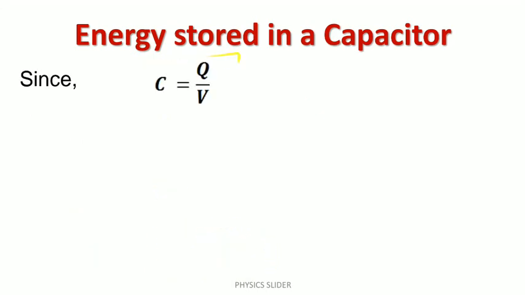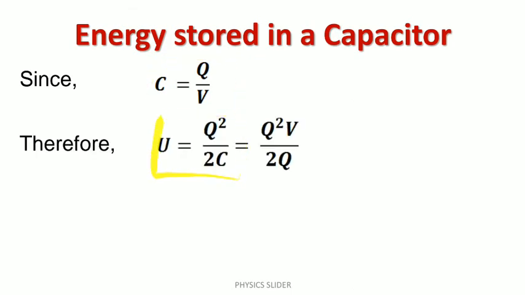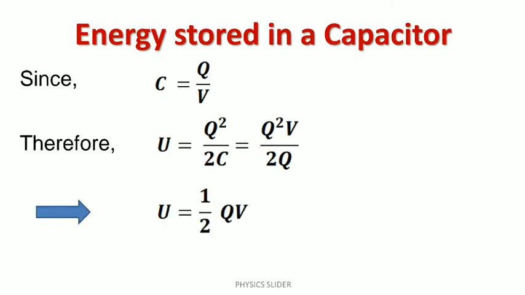Watch here. Since C is equal to Q upon V, take again U is equal to Q square upon 2C. In the place of C, put the value of C as Q upon V. When we put the value of C as Q upon V, it would be like this. Now this Q will be cancelled out by 1 power of the Q, and we will get U is equal to half QV. So this is the formula for the energy stored in a capacitor in terms of charge and potential.